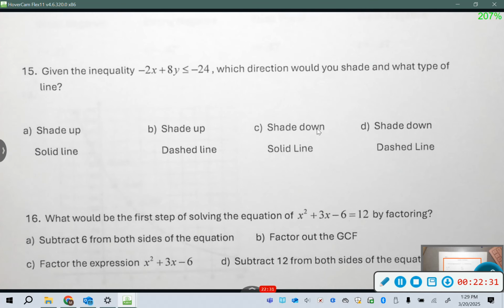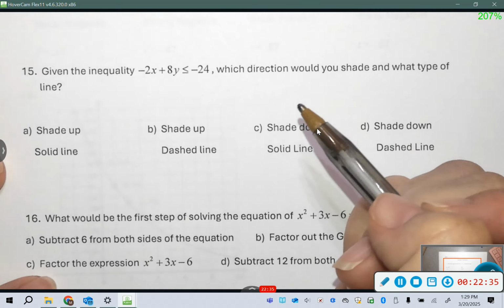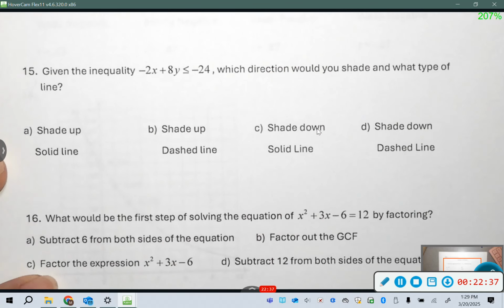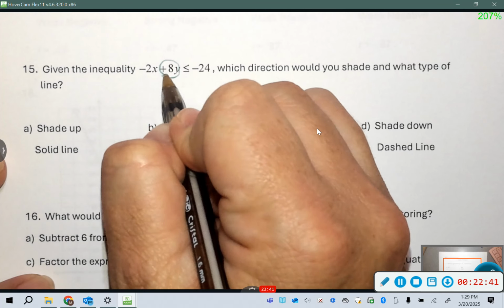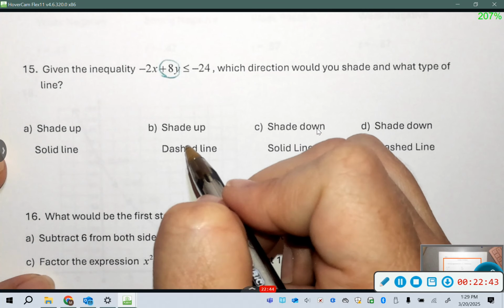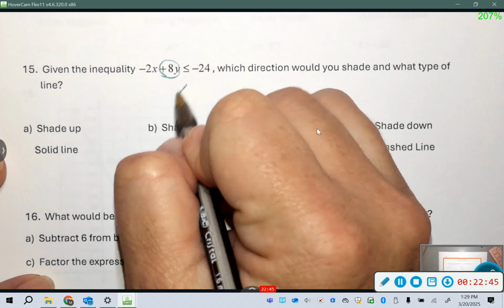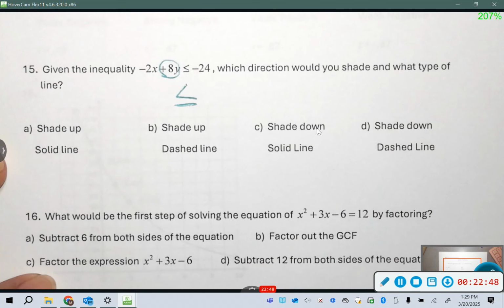Okay, 15 says, given the inequality, which direction would you shade and what type of line? So you could solve for y, but kind of like we talked about on our warm-up the other day, I want you to realize we look at y because when we divide, we decide if we flip our symbol by our y. Well, my y is positive, so I'm not going to flip my symbol. So this is my final symbol.